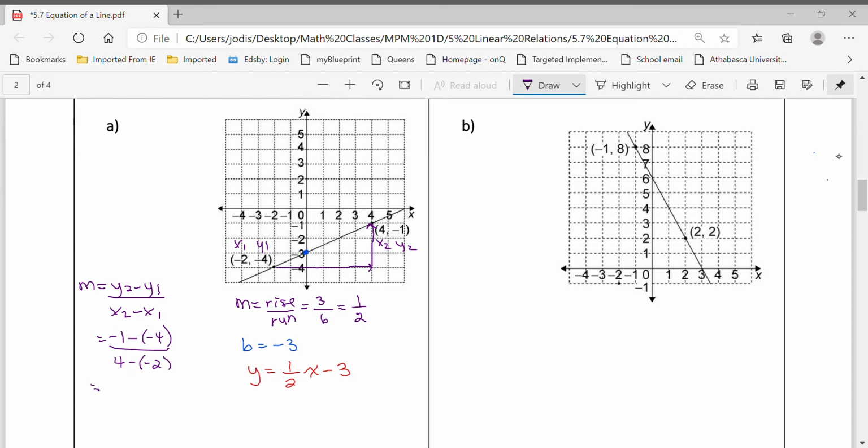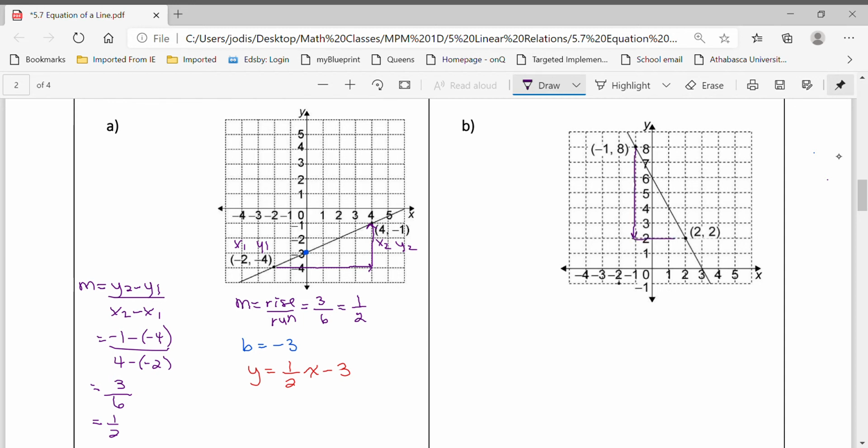So what have we got? -1 plus 4 is 3, and 4 plus 2 is 6. So it's the same. Okay, so you can do it either way. It doesn't matter, whichever way you're more comfortable with. Right, so we're going to try this next one. We'll do the same idea.